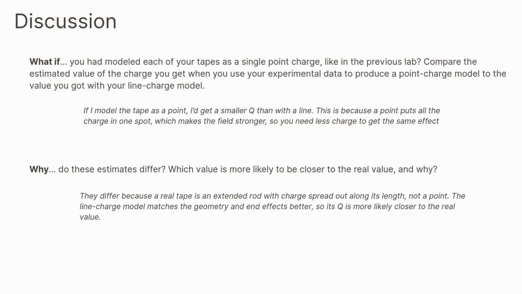And then why do these estimates differ? Which value is more likely to be closer to the real value and why? They differ because a real tape is an extended rod with charge spread out across its length, not a point. The line charge model matches the geometry and end effects better, so its Q is more likely to be closer to the real value, because the geometry of a line charge is just much more similar to a piece of tape than a point is.